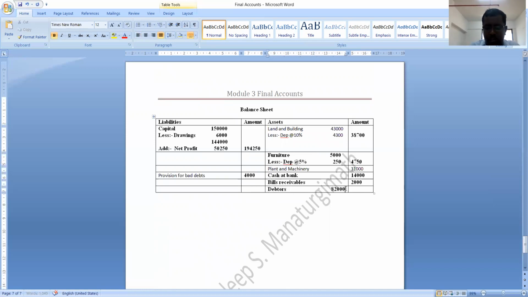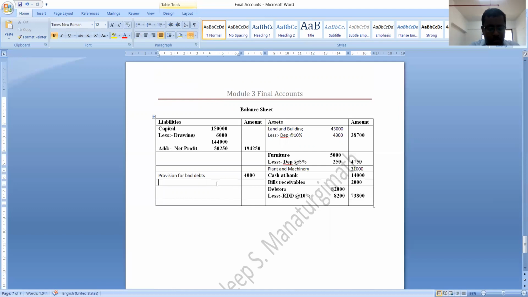What is the adjustment on debtors? It is create reserve for doubtful debts at 10%. So less reserve for doubtful debts, RDD, at 10%. 10% of this 82,000 is how much? It is 8,200. If you deduct 8,200 from 82,000, you will get 73,800. Okay, we have recorded debtors.